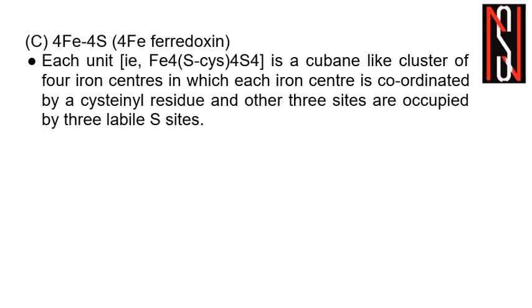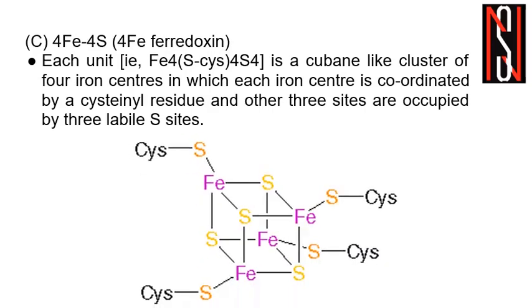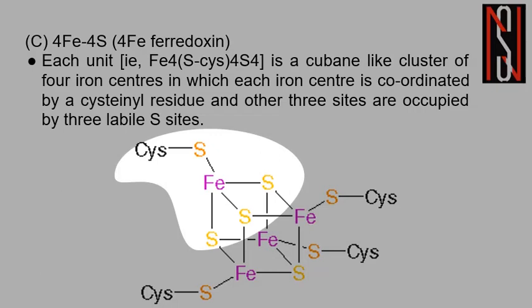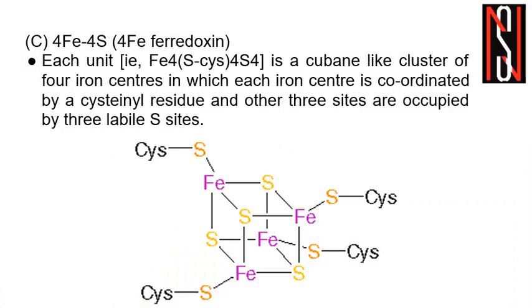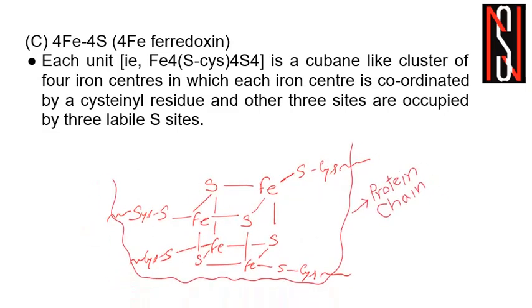So in each unit it is a cubane-like cluster of 4 iron centers, in which each iron center is coordinated by a cysteine residue, and the other 3 sites are occupied by 3 labile sulfur sites. So each iron center will be surrounded by 1 cysteine sulfur site and then 3 inorganic sulfur sites. Therefore this tetrahedral coordination will be achieved. In the structure shown in the slide the protein chain is not shown, so you have to draw it like this, with the protein chain surrounding this active structure.